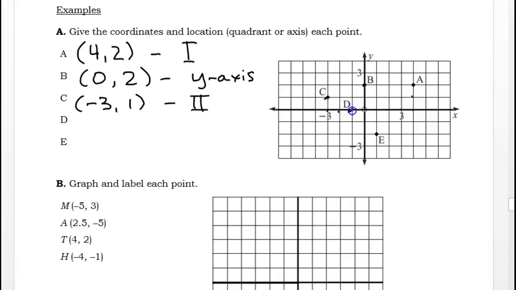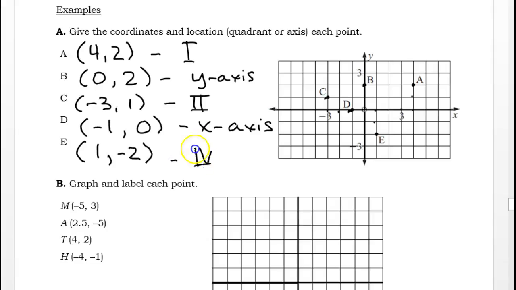Letter D is right here. That is exactly 1 point left from the origin, so that'll be a negative 1 for the x. And he doesn't go up or down at all, so the y-coordinate is 0, and that point is located on the x-axis. And finally, letter E down here is 1 point to the right of the origin and 2 points down from the origin. So that'll be a positive 1 for the x-coordinate and a negative 2 for the y-coordinate, and that is in quadrant 4.